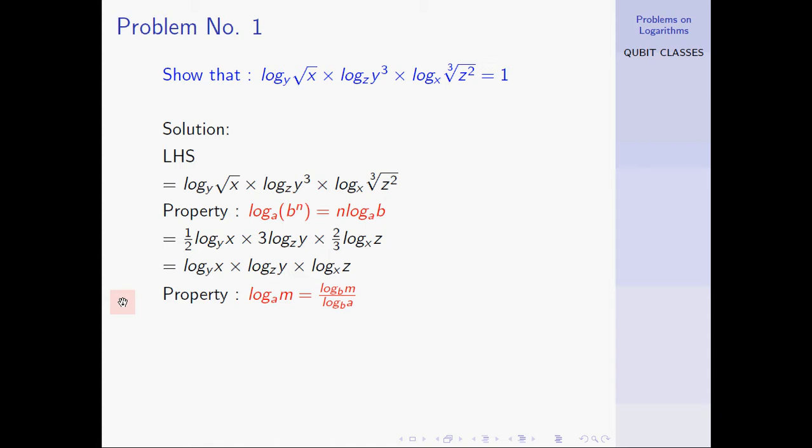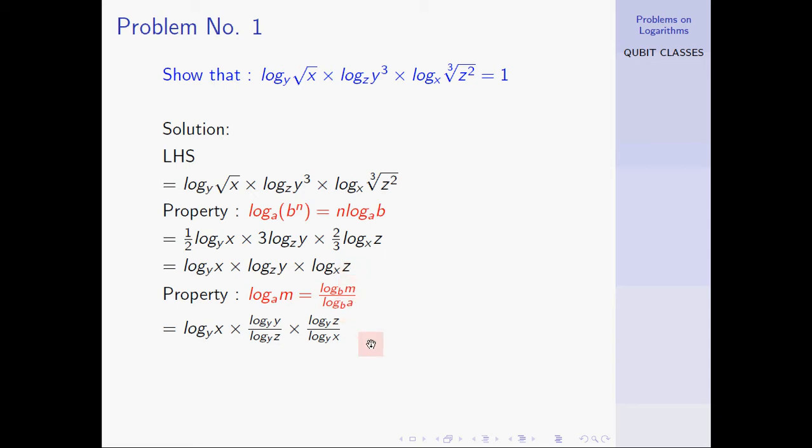Now we will have to use the change of base property because there are three different bases here: y, z and x. So we will use this property: log of m to the base a is equal to log of m to the base b, which will be our new base, divided by log of a to the base b. Let us choose y as our base. So this will now become log of y to the base y divided by log of z to the base y, into log of z to the base y divided by log of x to the base y.